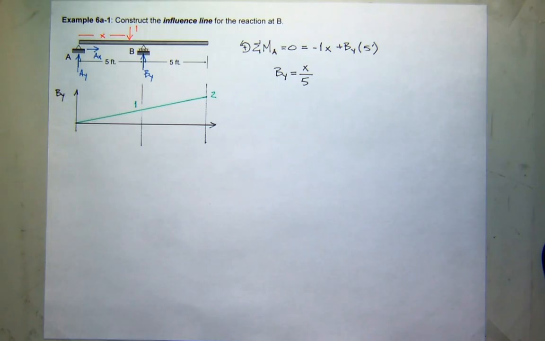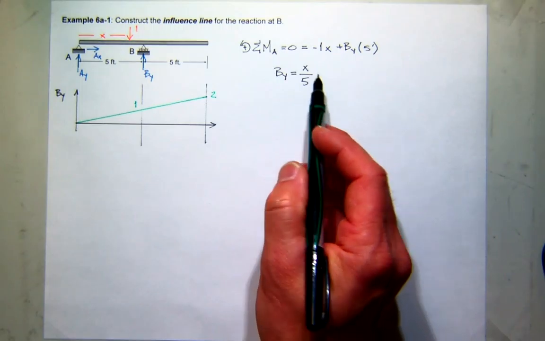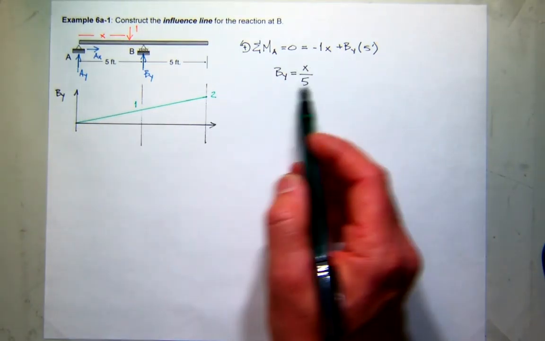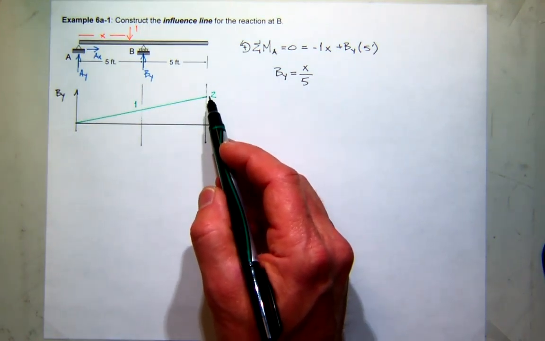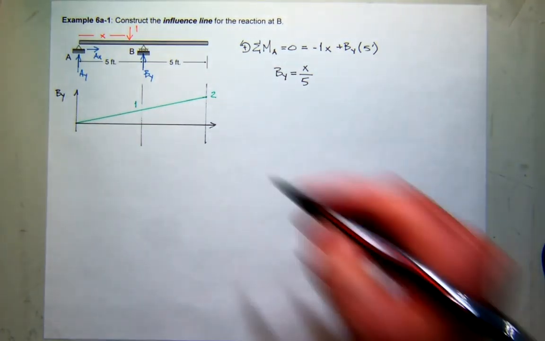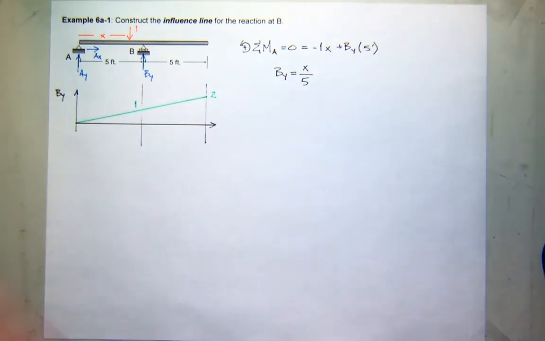And that's it. Could you go over that one more time? Which part? Drawing actually. I just plotted this function. I put in x equal to 0 and I got 0. Now it's linear, so I could go all the way to the other end and put in x equal to 10 and I'd get 2 and just connect the dots. But I wanted to show you that when the unit load is right over B, BY is equal to 1. You guys see that? That's it.